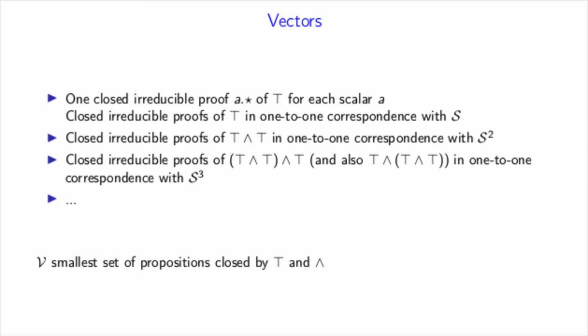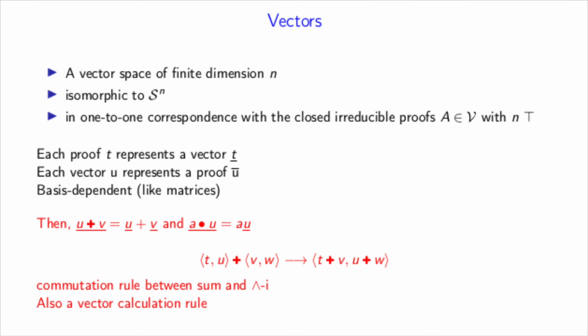This leads to introducing a set V of propositions called the vector propositions, which is the smallest set containing the true proposition and closed by conjunction. Then, if we consider an arbitrary vector space of finite dimension n, it is well known that this space is isomorphic to S to the n, hence it is in one-to-one correspondence with the set of closed irreducible proofs of any vector proposition A with n occurrences of the true connective. So each proof corresponds to a vector, and each vector corresponds to a proof. And of course, this correspondence, just like matrices, is basis dependent.